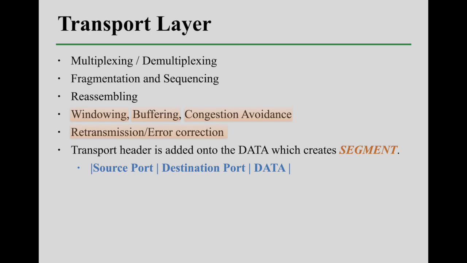As we can see, the transport layer changes the format of data as the source and destination port information are added to the data to create a segment, which is called the encapsulation process.